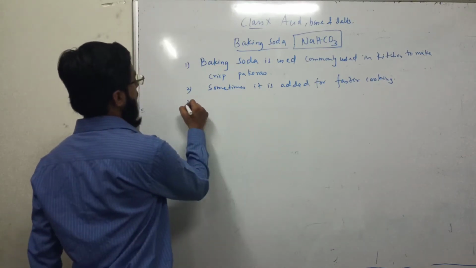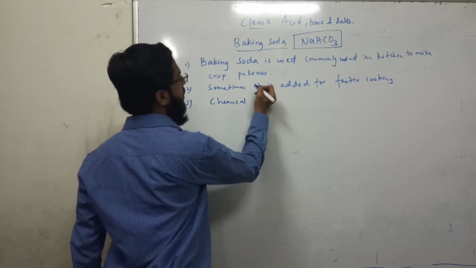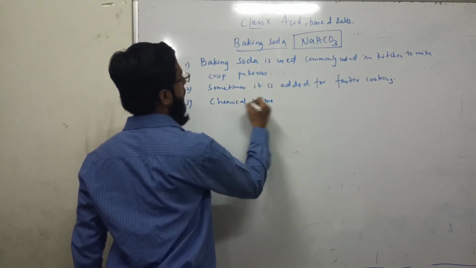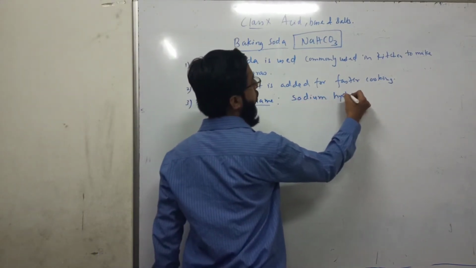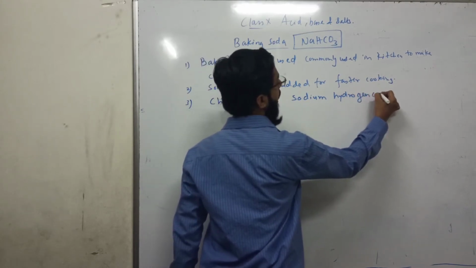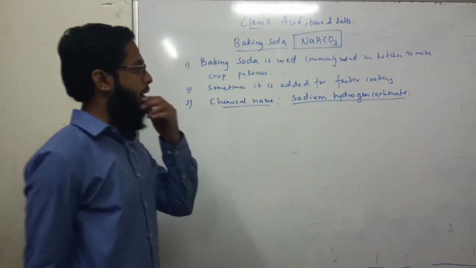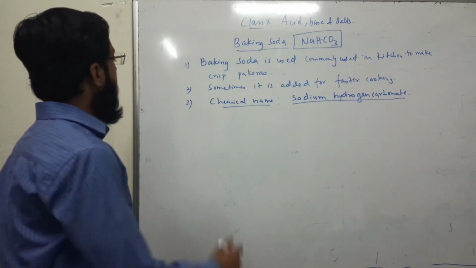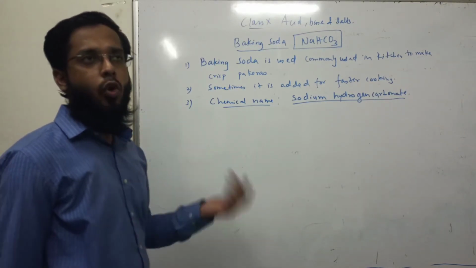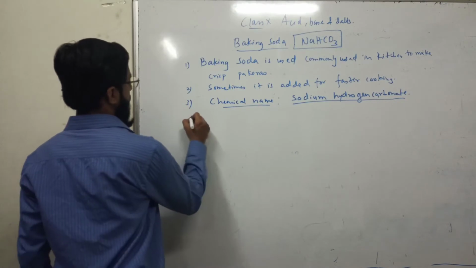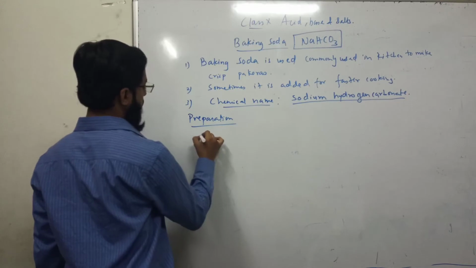And the chemical name, as we already know, is sodium bicarbonate, or we can say sodium hydrogen carbonate. How is it prepared? It is prepared using sodium chloride, carbon dioxide, water and ammonia. Sodium chloride is one of the raw materials.